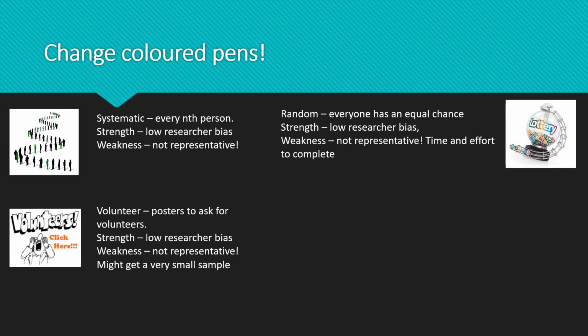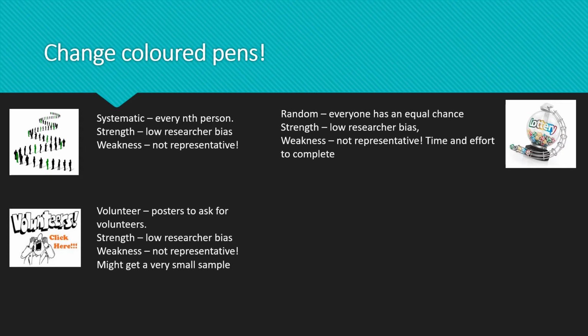Next one is volunteers. So volunteer sampling is when you have something like a poster on a wall or an advertisement in a newspaper or on social media asking people with certain qualities to take part. So you might be doing a study on 16 to 18-year-olds, you might be doing it on just males or just females, you might have to have a certain subject at college that you've studied, but you'd put all of these qualities onto this advertisement.